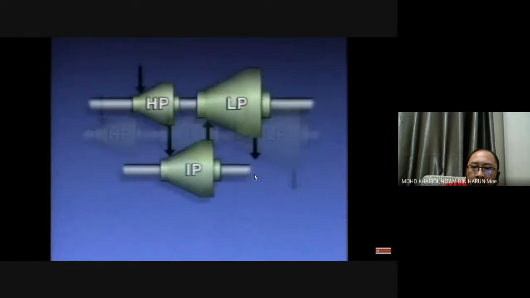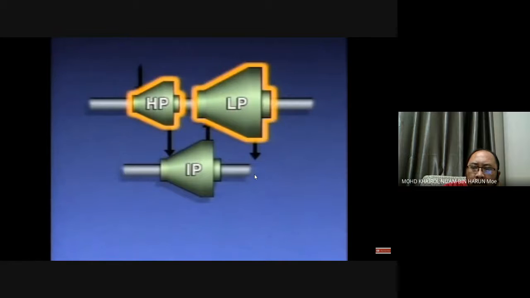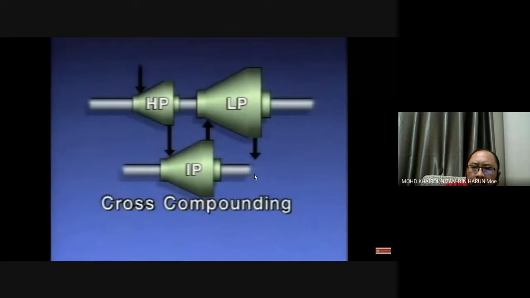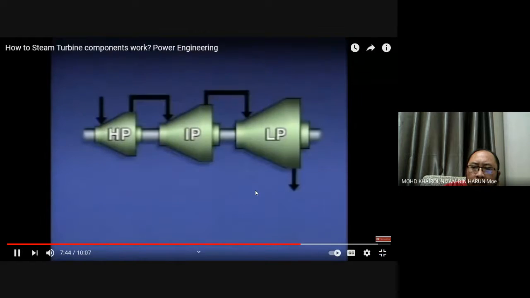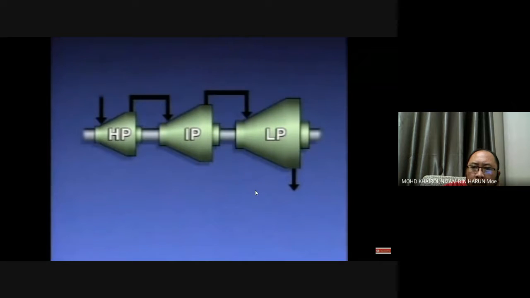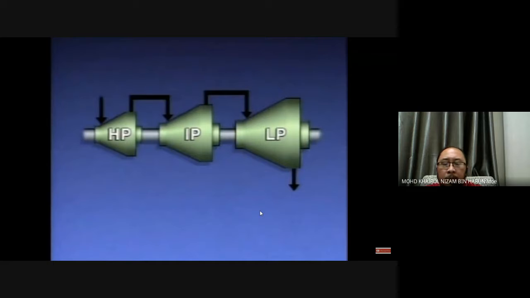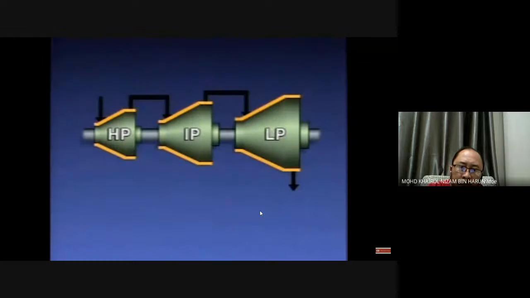In another turbine design, the sections are connected to different shafts. In this example, the HP and LP sections are on one shaft, and the IP section is on another shaft. This arrangement is called cross-compounding. While each section of a turbine works according to the same principles, they are not identical. By the time steam has traveled from the high-pressure section to the low-pressure section, its volume may have increased as much as 150 times. The size of the turbine is increased.